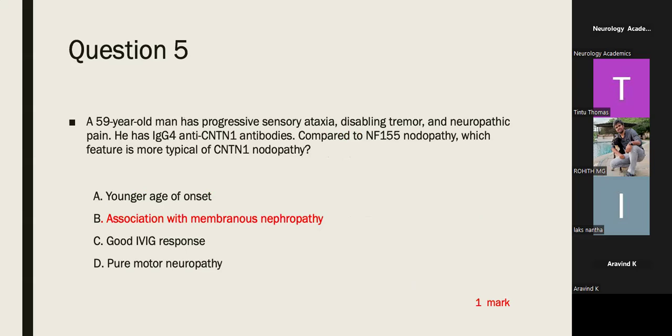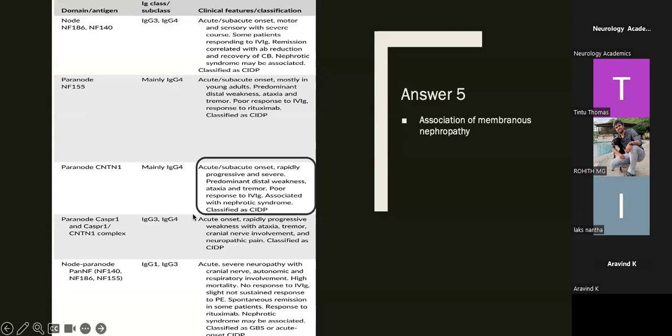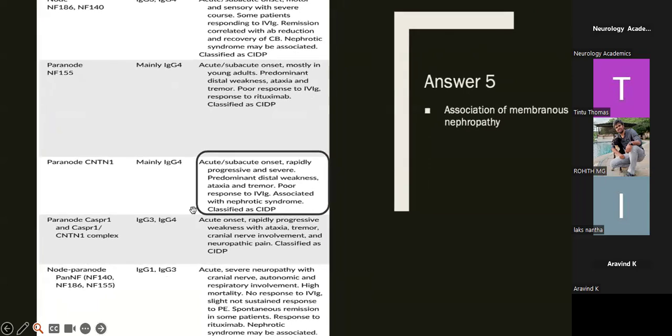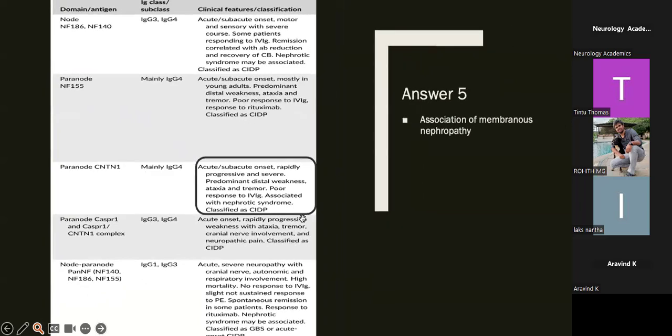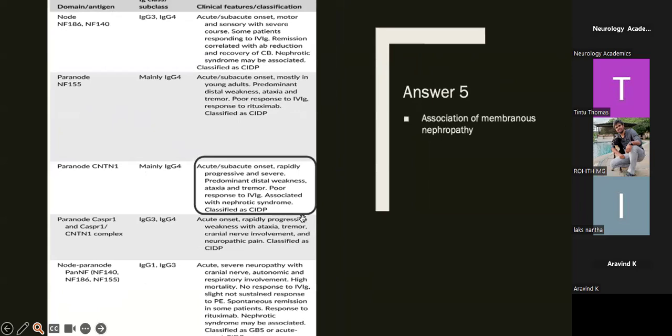Next question was a 59-year-old man who presented with sensory ataxia, disabling tremor, and neuropathic pain. Compared to NF155, which of the features are more typical of anti-contactin was the question, and association with membranous nephropathy was the answer. The rest of the options are not typical of contactin. And as we can see in this table, usual acute presentation is seen with all the neurofascin antibodies, especially with contactin and NF155. Associated distal weakness is also seen with almost all of them. But associated nephrotic syndrome and membranous nephropathy is more common with contactin compared to the other neurofascins.